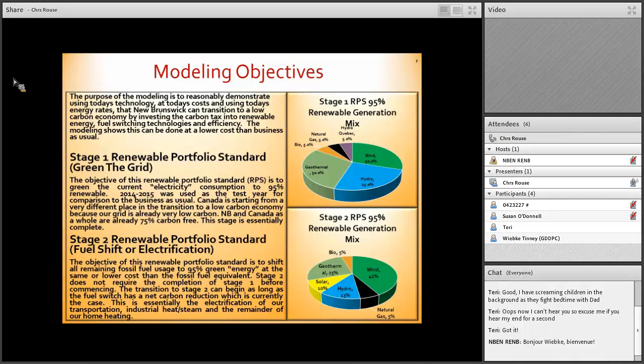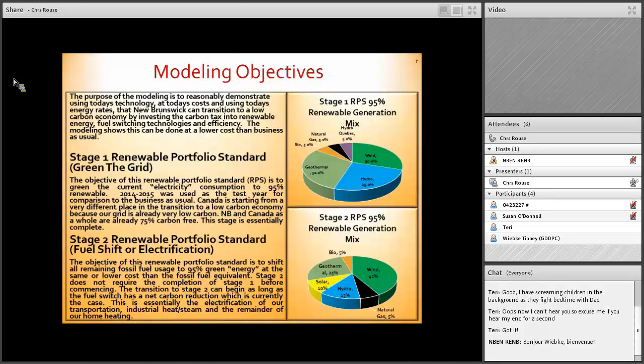So I have two objectives. One, I've coined the Stage 1 renewable portfolio. And this is essentially greening the grid, getting the carbon out of the grid. So the objective of this renewable portfolio standard is to green the grid to a consumption of 95% renewable.